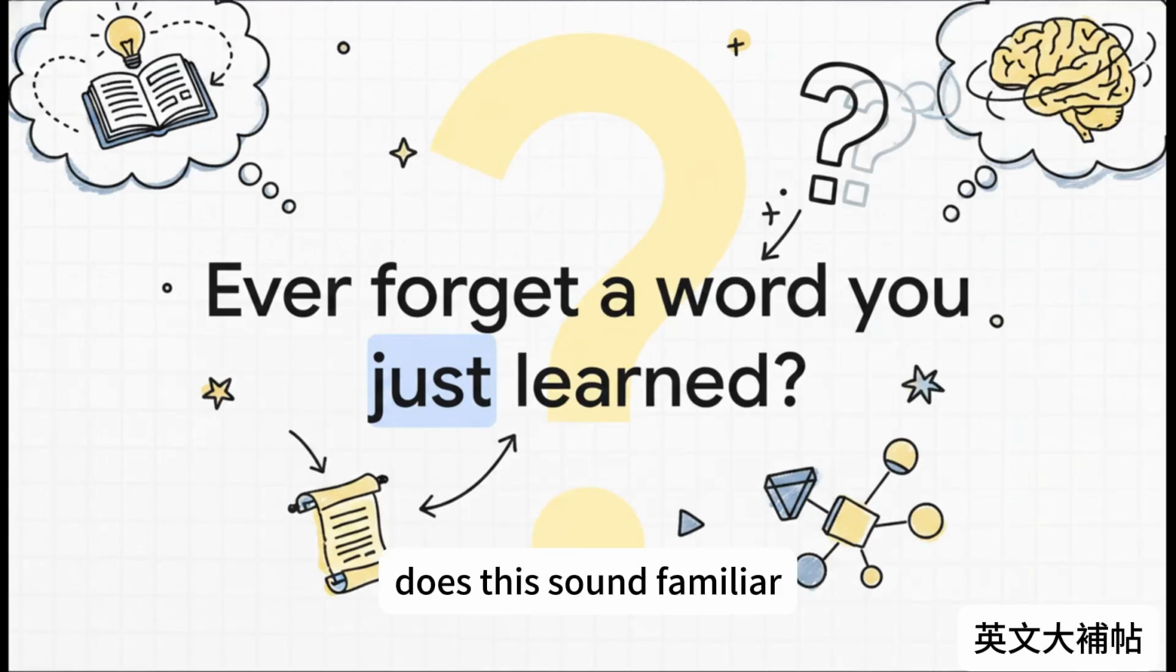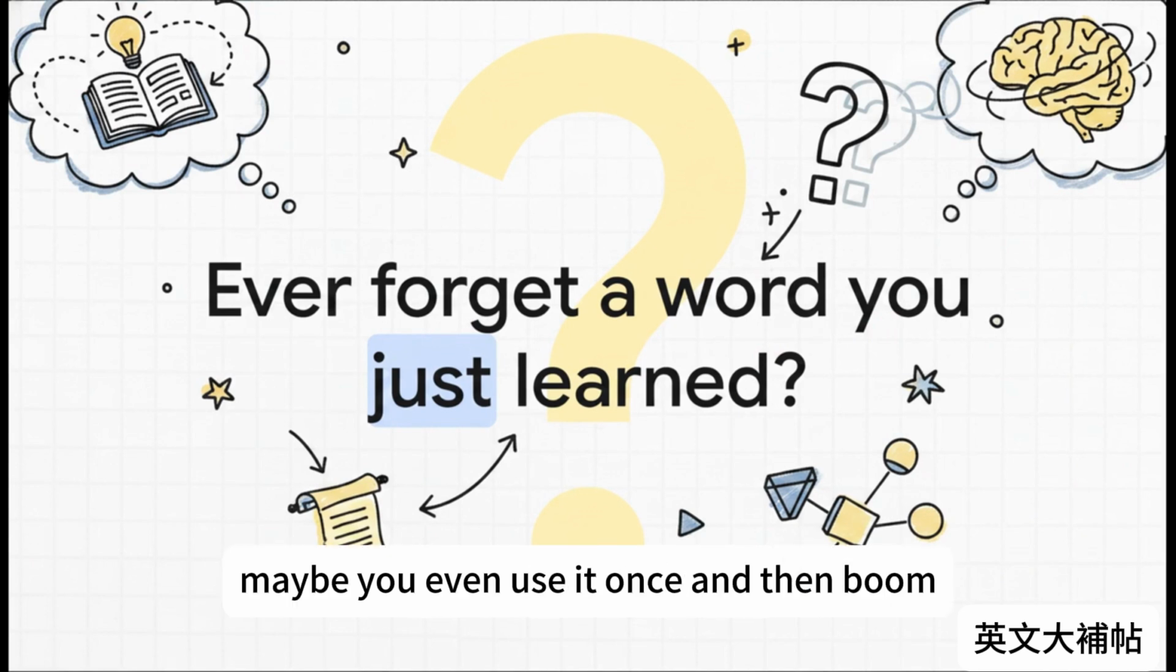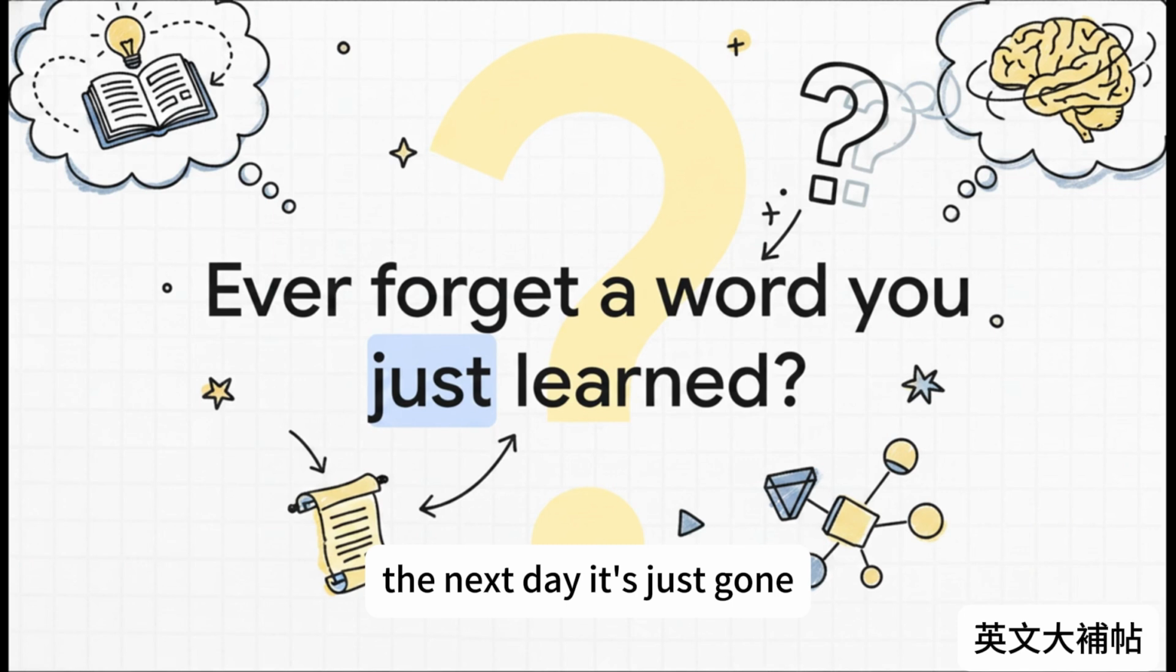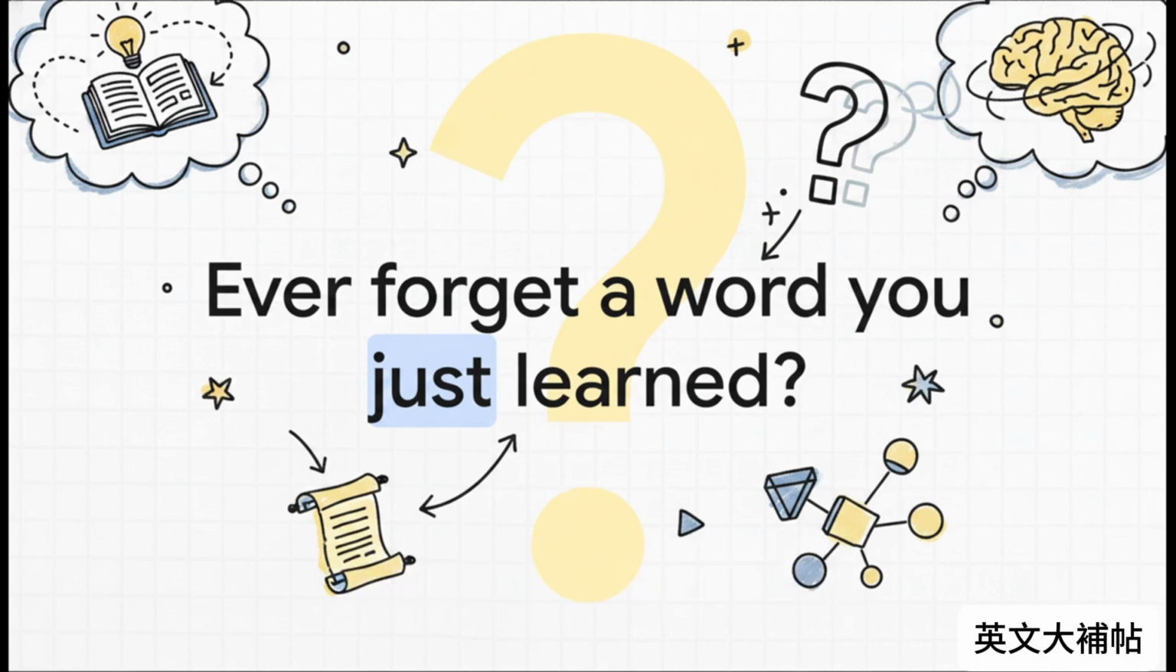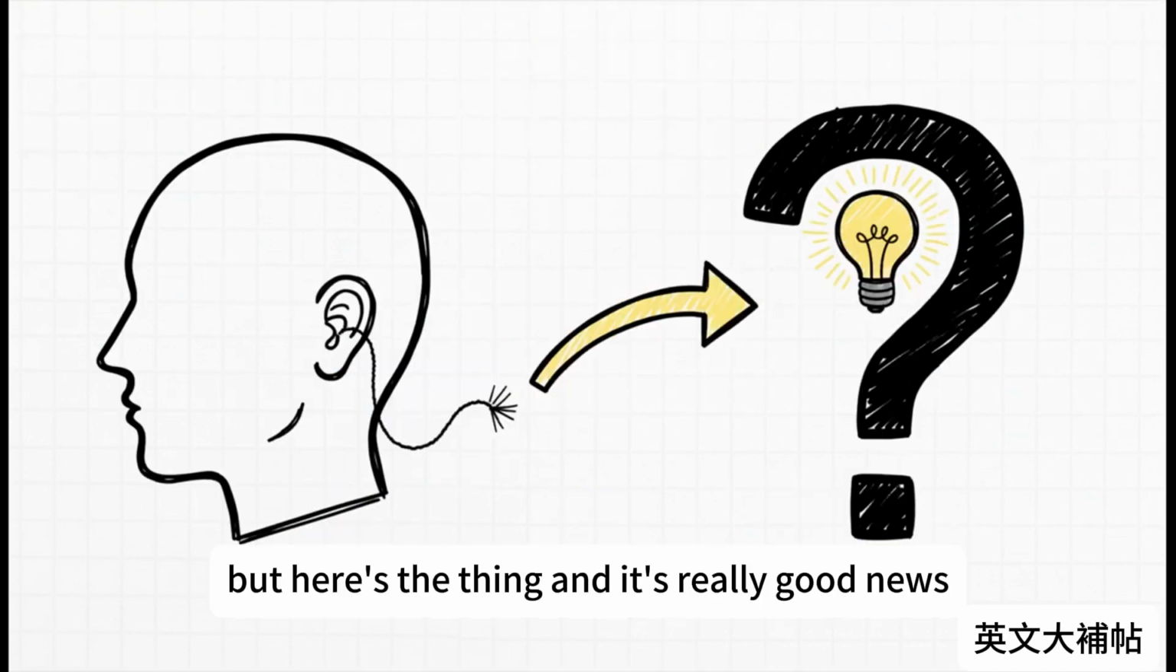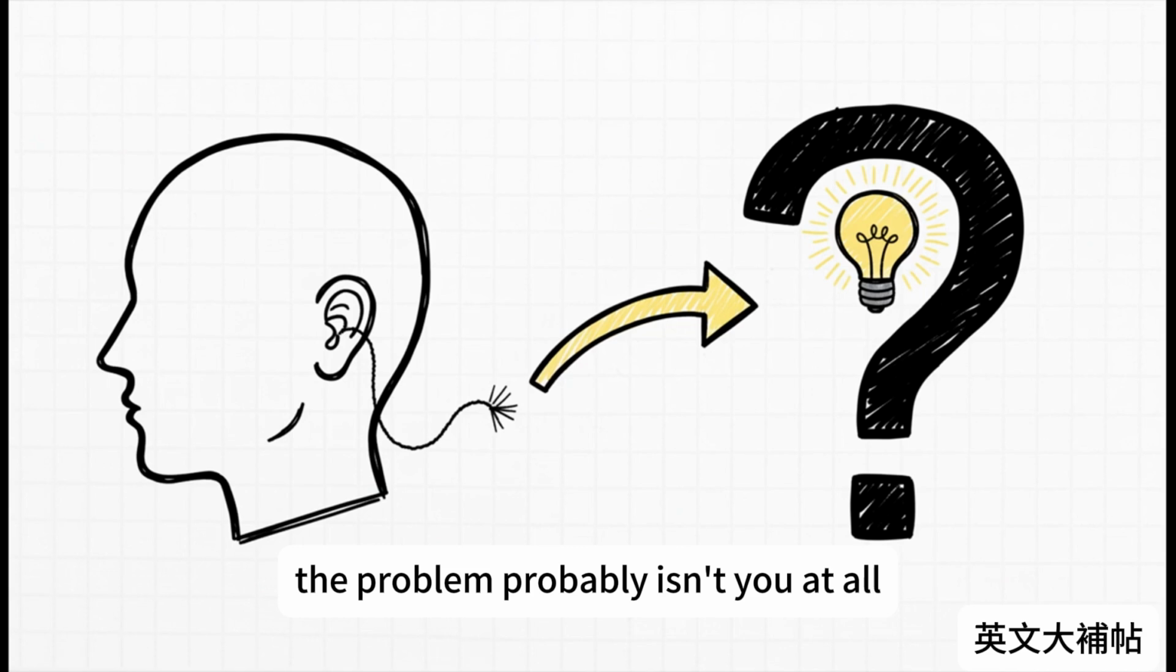Does this sound familiar? You learn a new word, you feel great about it, maybe you even use it once, and then boom, the next day, it's just gone. It is so frustrating, right? And it can totally make you feel like you just have a terrible memory. But here's the thing, and it's really good news. The problem probably isn't you at all. It's the way you're learning.